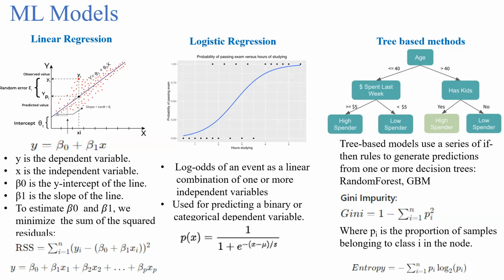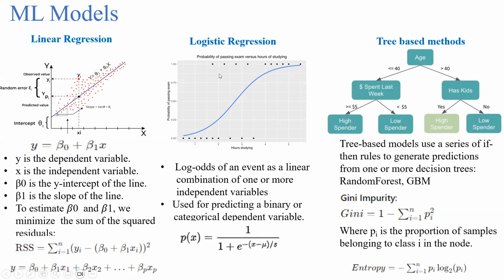If you want to optimize this beta 0 and beta 1, you first get the sum of the squared residual error, called RSS, and then optimize beta 0, beta 1 so that the residual error is minimal. Now that's the case for one input. You can have multiple inputs x1, x2, up to xp, and there also linear regression can be used.